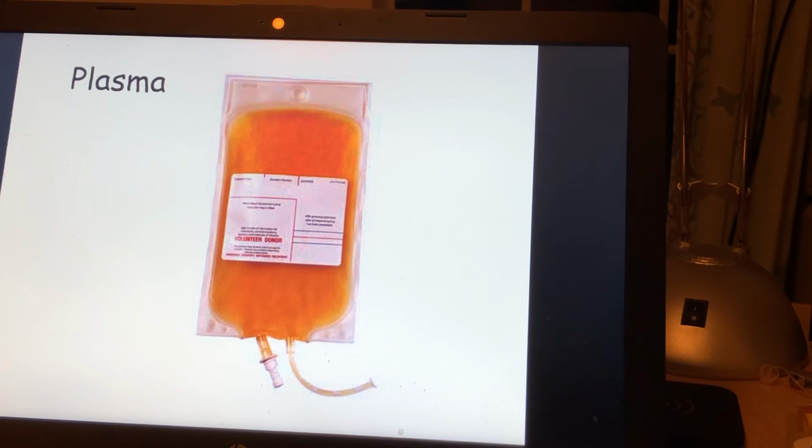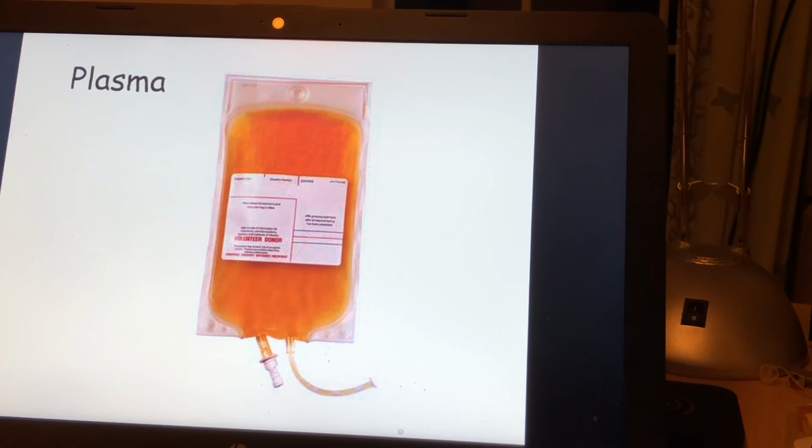There are salts like magnesium, potassium, phosphorus and so on. They are in the plasma as well, and that's really important to keep all the nutrients and the minerals and so on in the right concentration.